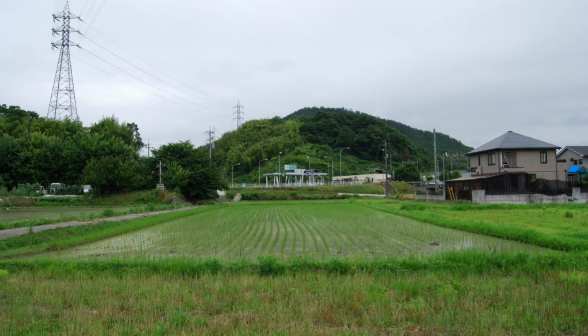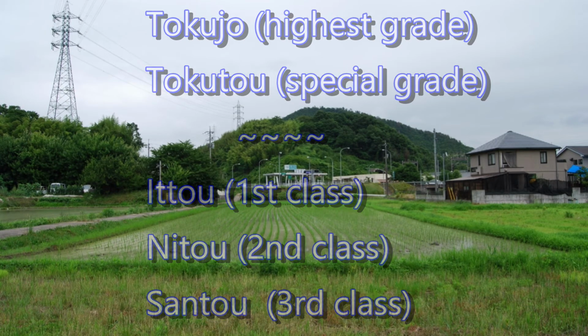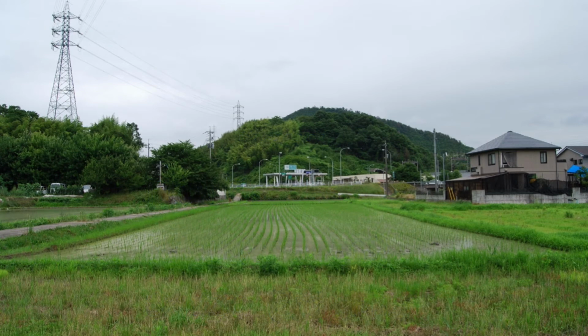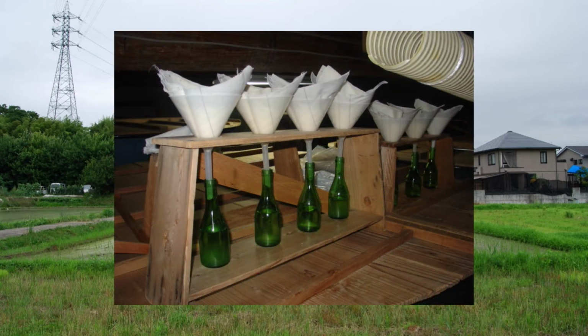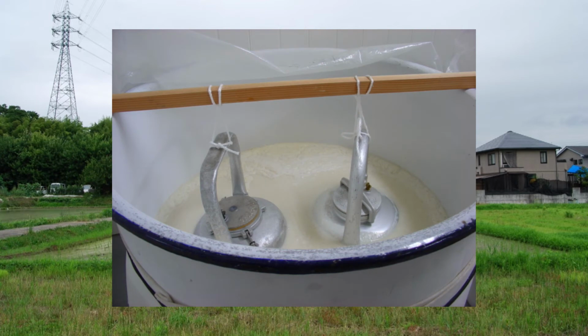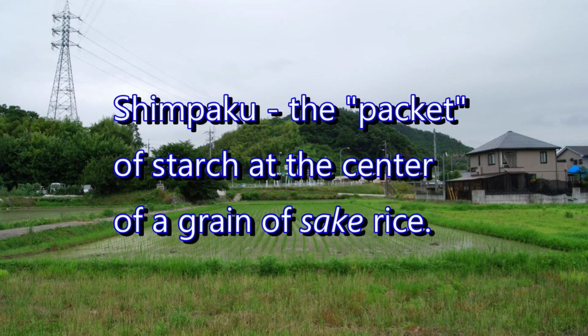Then on top of that, there are Tokuto, which might be translatable as special grade, and the highest grade, Tokujo, which might be translatable as above and beyond special, unwieldy as that translation is. The grading is based on things like size and the proper development of the shape, content, and maturity of the grains. And while they may not factor into the final grade assessed to a rice, there are other things that are important as well. Water absorption, predictable solubility, and a centered shimpaku, or a centered starch packet, are also important factors in assessing the quality of a sake rice.